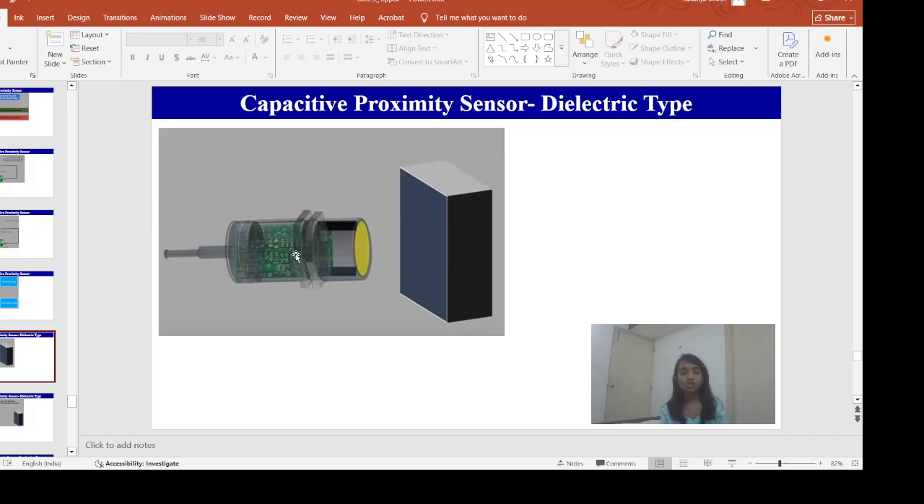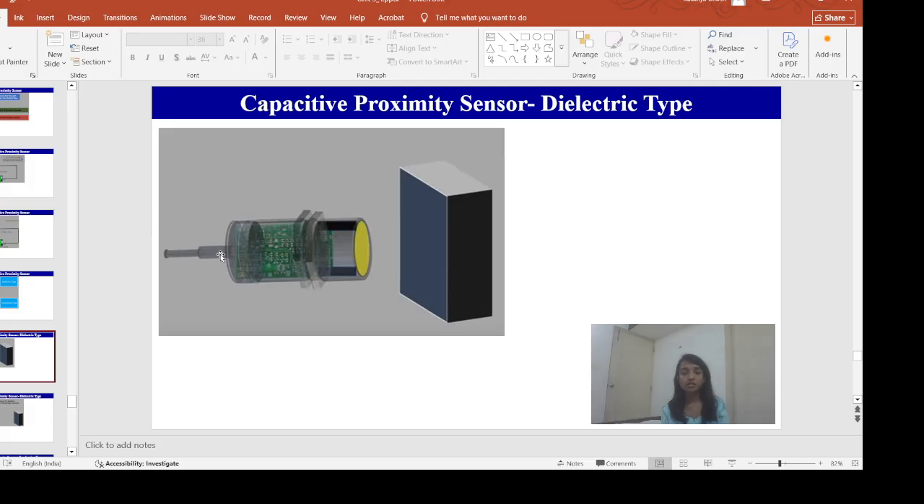As a result, what will happen? This oscillator circuit is again connected to a trigger circuit, and this trigger circuit is connected to the output arrangement. In the output arrangement, we have a transistor as the switch.